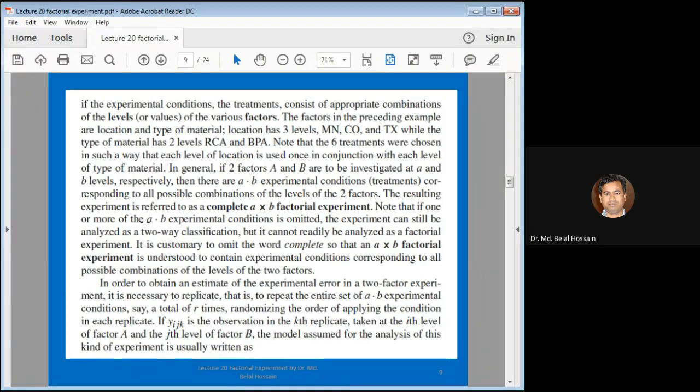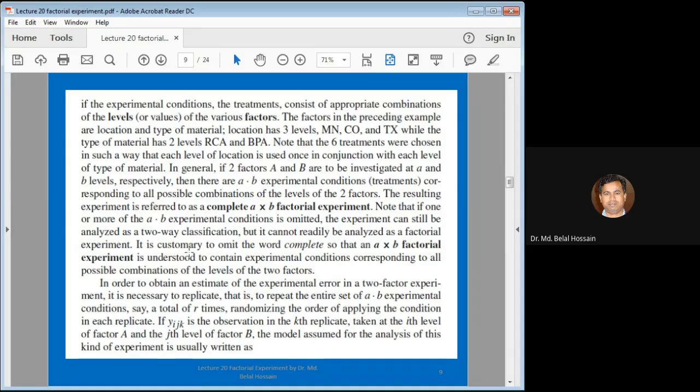Note that if one or more of the A into B experiment conditions is omitted, the experiment can still be analyzed by two-way classification. Okay, as we have been studying in ANOVA, there will be no interaction; it depends on whether replication is available or not. But it cannot readily be analyzed as a factorial experiment.